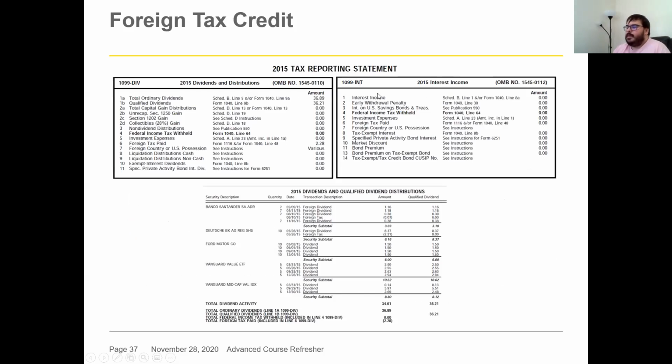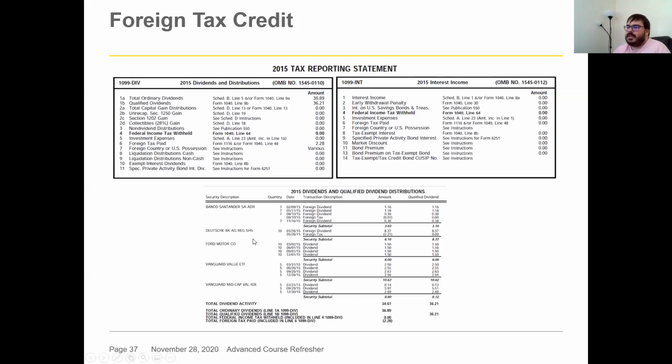Here's an example that came from one of my old brokerage statements. On the 1099-DIV that I have here, I have dividends, and then there's this line that says $2.28 of foreign tax paid. Because this amount is below, I think, $300 if you're single, and $600 if you're married filing joint, you can just put it on the 1040.